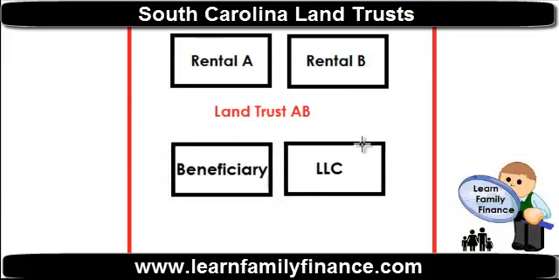You know, an LLC can be taxed a number of different ways. A sole proprietorship, it can be a partnership, it can be an S corp, it can be a C corp, and they all have different tax returns. So what you could do is, on rental A and rental B, you could name the LLC as the beneficiary of this land trust and have it cover both.